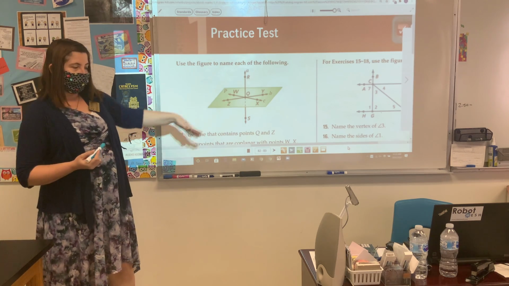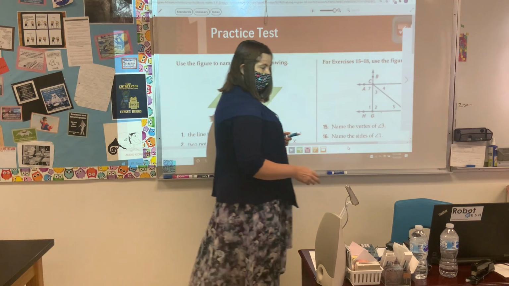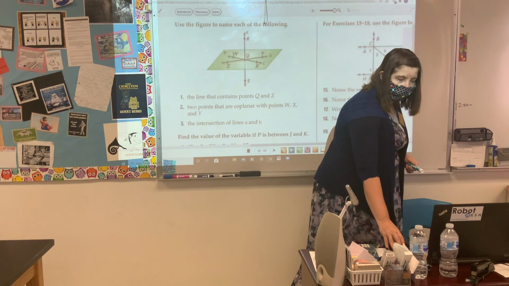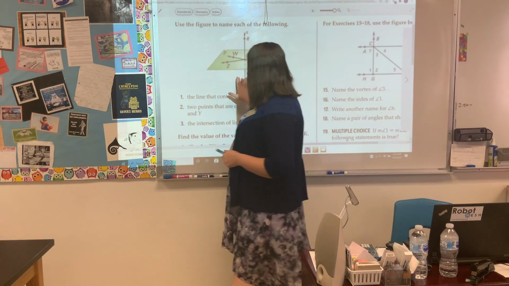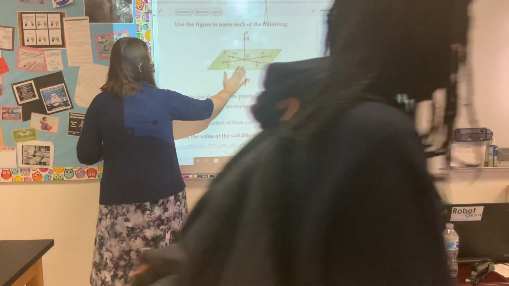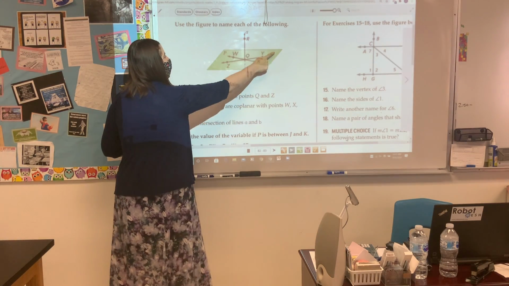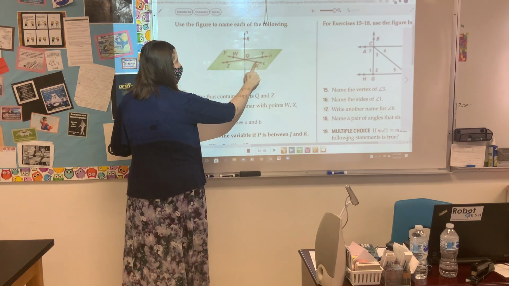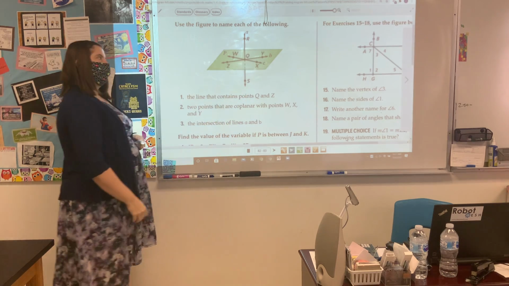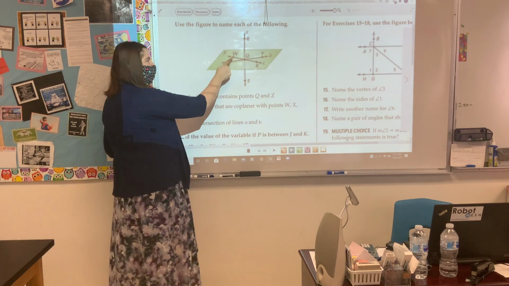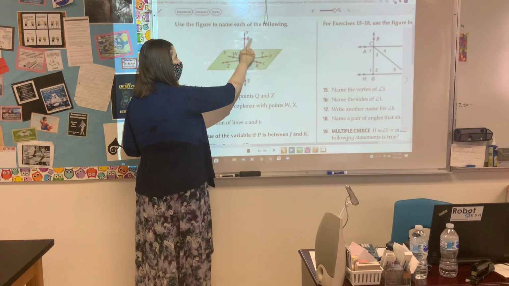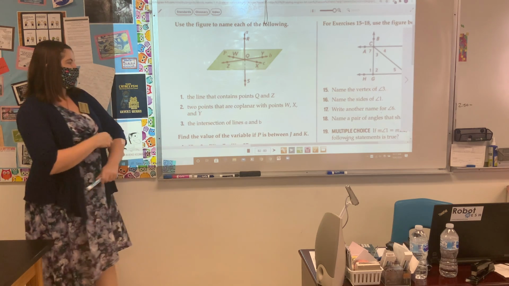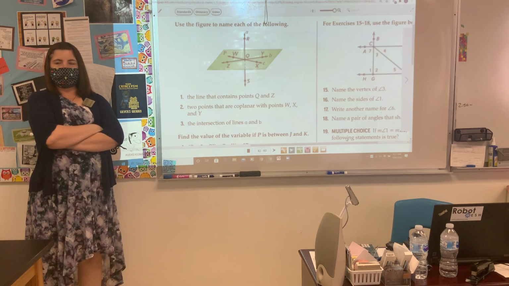Okay? So here we have this particular figure. And what I see on this is page 83 in your textbook. It's a practice test for Chapter 1. We want to name different things as part of this image. I see a plane. I see lines. I see various points along these different lines. Okay? And the first question asks us to name the line that contains point Q and Z.